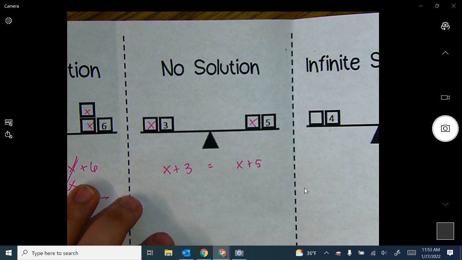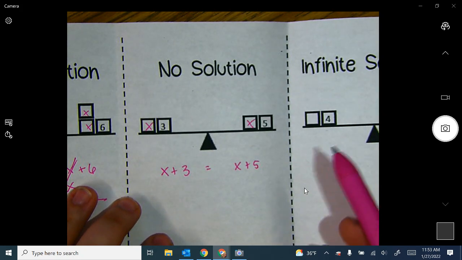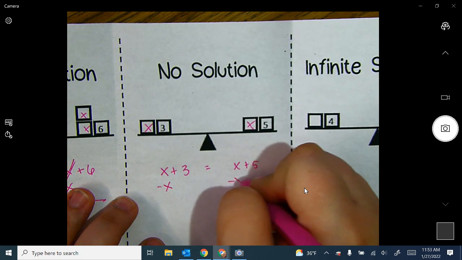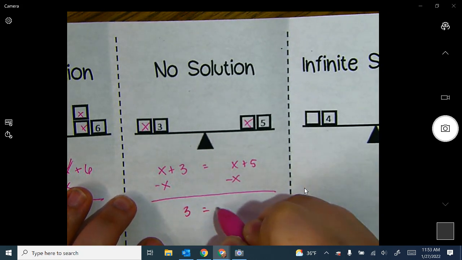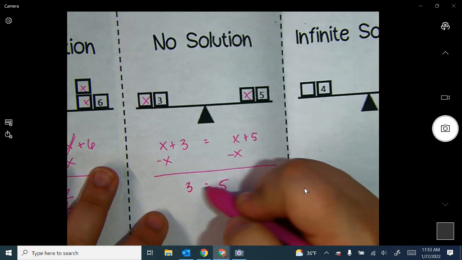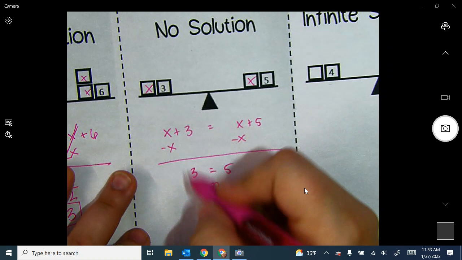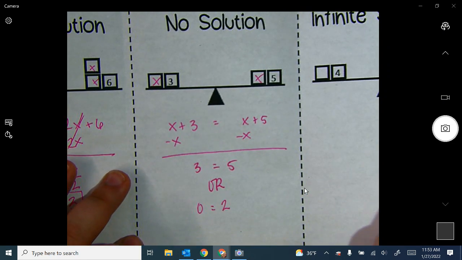But if we think about our legal moves and how to solve this, first, I could take away either the x's or the 3. So I'll just take away the x's first, and I get 3 is equal to 5. Okay, I already know that that's not true, but I can still do some matching sets. So if you just left it at that, that would be fine. Or if I took away 3 from both sides, then I would have 0 equals 2, which we still know is not a true statement.